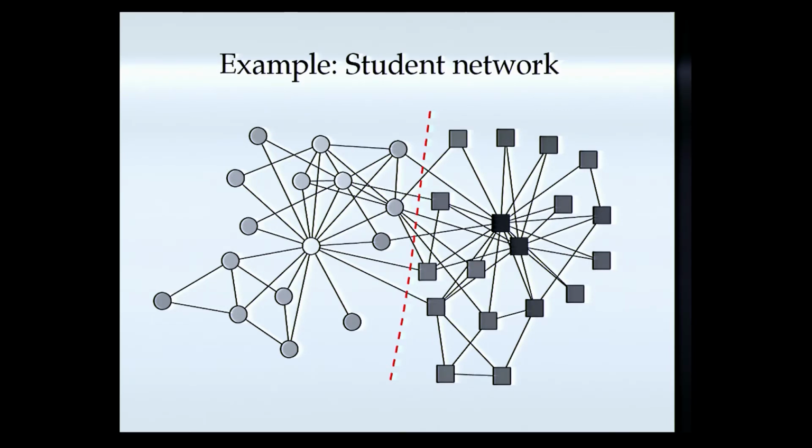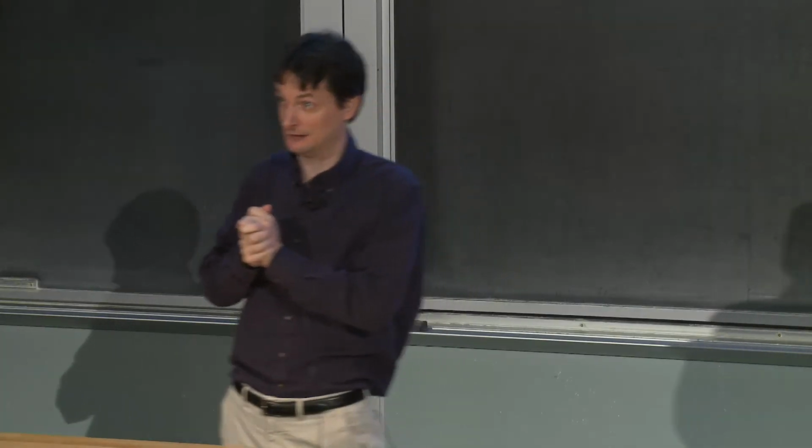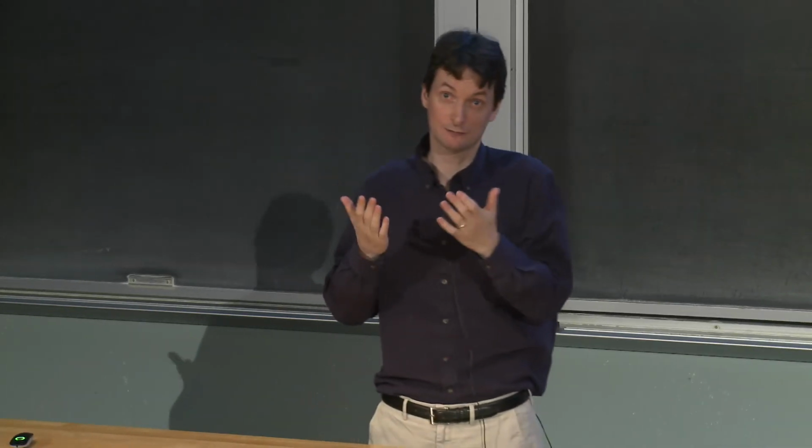A guy called Wayne Zachary spent a while observing this particular group of students. He was just sort of interested in the social interactions between them. And he made this sort of social network of who's friends with whom in this club. Why is this an interesting example? Well, because it turned out that something funny happened. While he was studying them, there was a dispute within the club. It was about whether to raise the fees for the club.